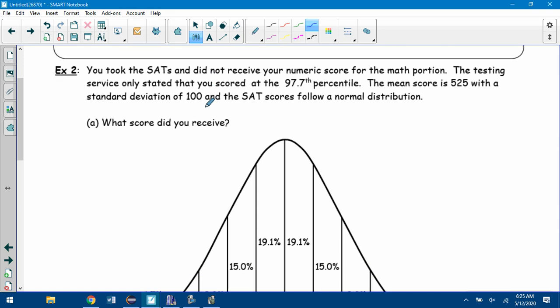Okay, so here's number 2. You took the SATs and did not receive your numeric score for the math portion. The testing service only stated that you scored at the 97.7th percentile. Is that good? Yup, that means you scored better than almost 98% of the people. The mean score is 525 with a standard deviation of 100, and SAT scores follow a normal distribution. What score did you receive?